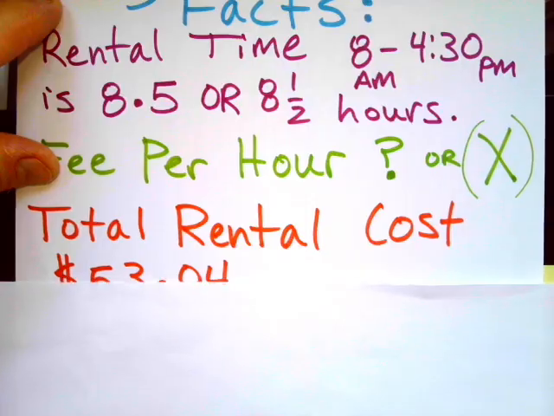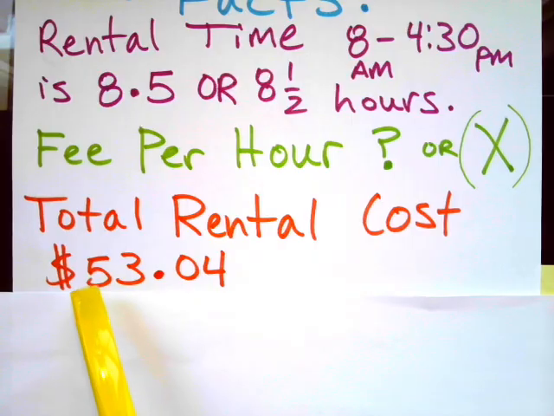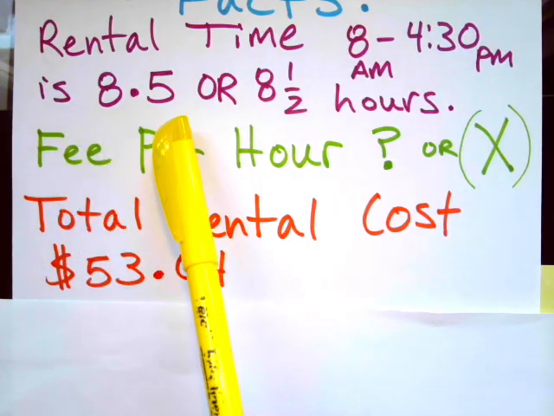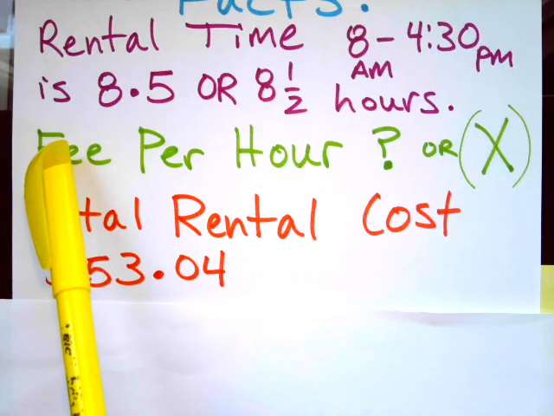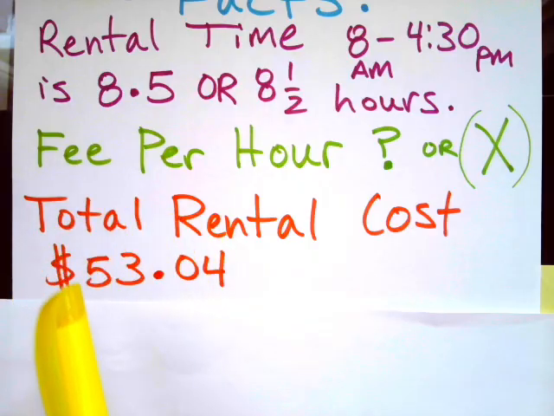Let's get in some of the other facts that we have. The total rental cost, right? We were given the total cost of $53.04. See, we have that decimal I mentioned before. We have a decimal in the time. 8.5 is 8.5 hours. So we're working with decimals here. You want to think to yourself, how could I use 8.5 total hours and the total rental cost in order to determine the hourly wage?